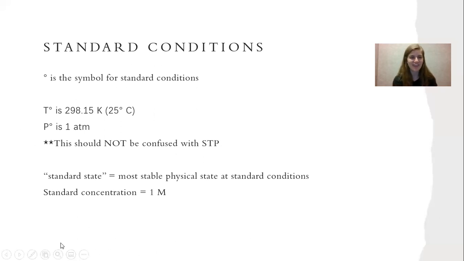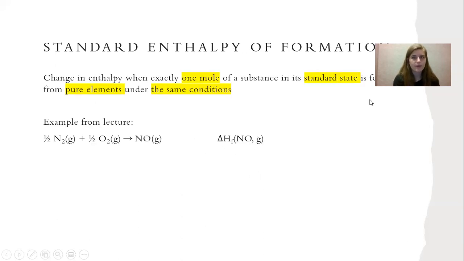Another thing to know under standard conditions is the standard state, and that's the most stable physical state at standard conditions. So for example, if something at 25 degrees Celsius was most stable in a solid form, then that's its standard state. And standard concentration is always going to be 1 molar for anything. That's not going to be super important, but maybe just something to note. So that's all I have to say about that.